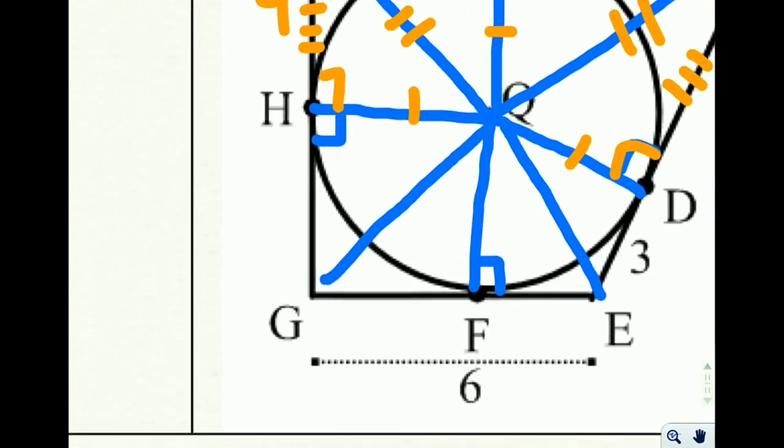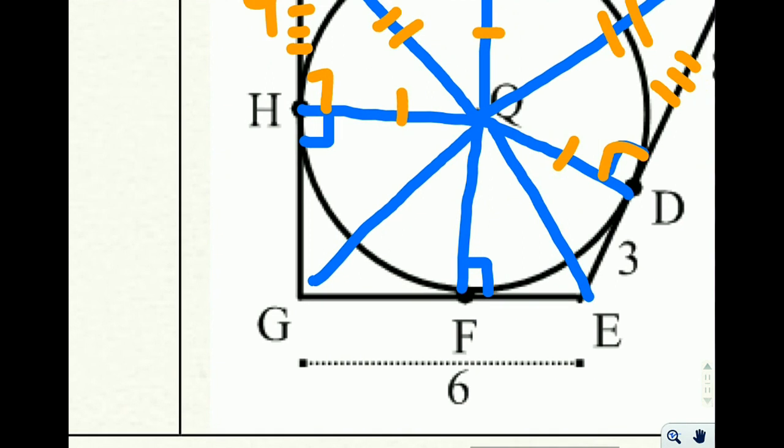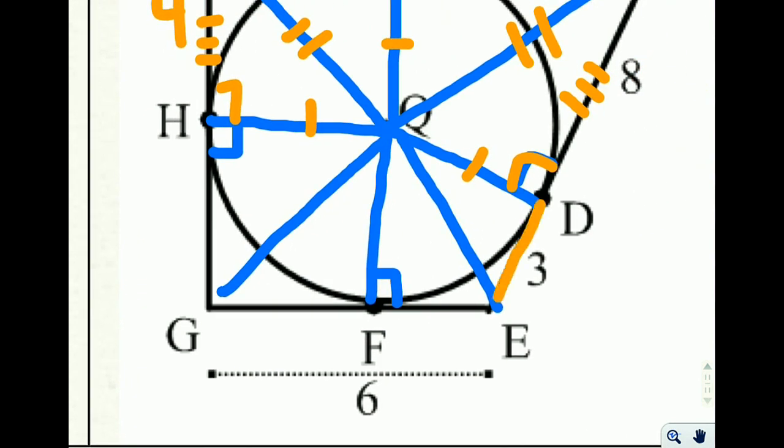And if you're catching on to the symmetry, we can work our way around. If this piece here is 3, then this piece here is also going to be 3. And if that piece is 3 and this is 6, this is going to have to be 3, so that 3 plus 3 equals 6.